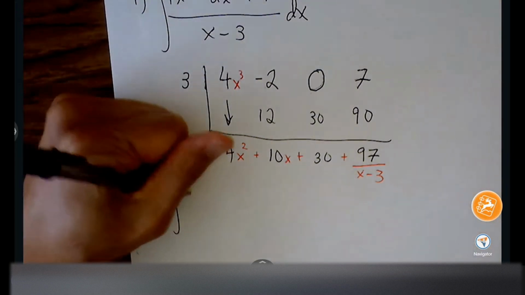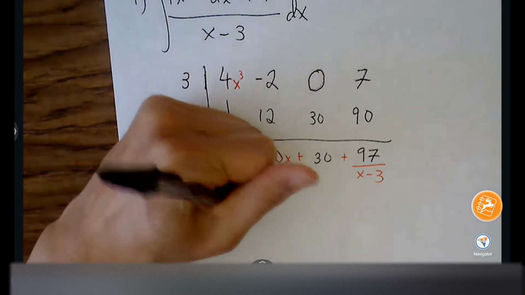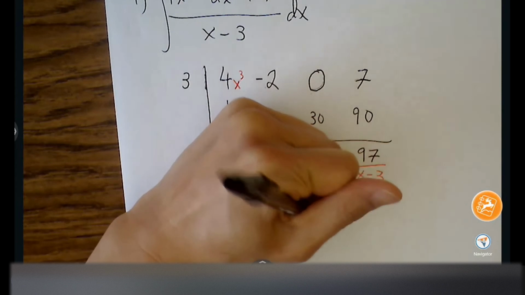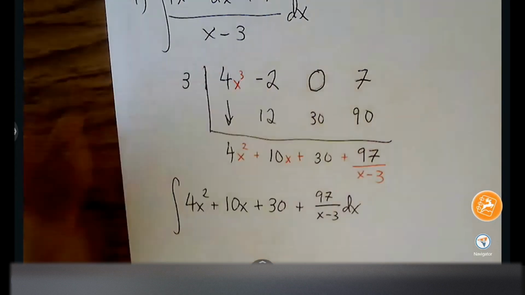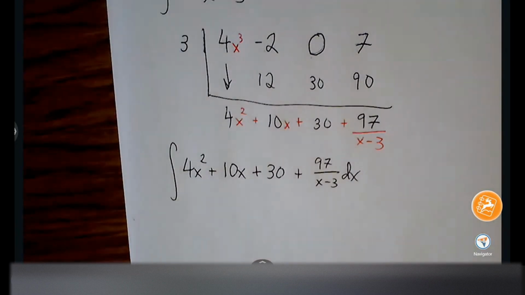So we should have an easier time now with each of these terms. They're nice and separated. Power rule for the first 3 terms, and then a natural log for that last term there.